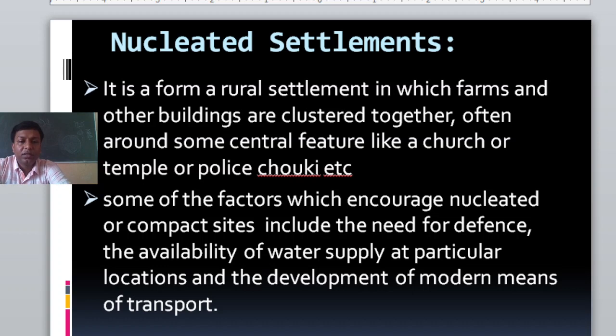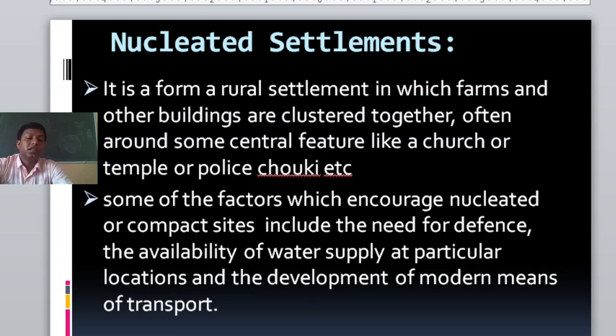Now the nucleated pattern. It is a form of rural settlement in which farms or buildings are clustered together, often around some central feature like a church, temple, or police chowki. Some factors which encourage nucleated or compact sites include the need for defense, the availability of water supply at particular locations, and the development of modern means of transport.